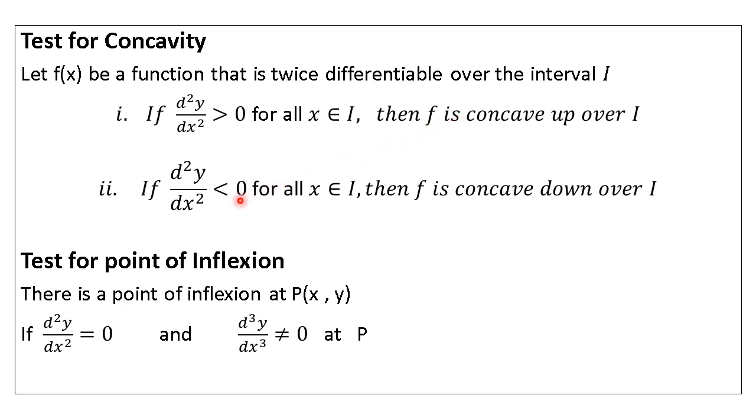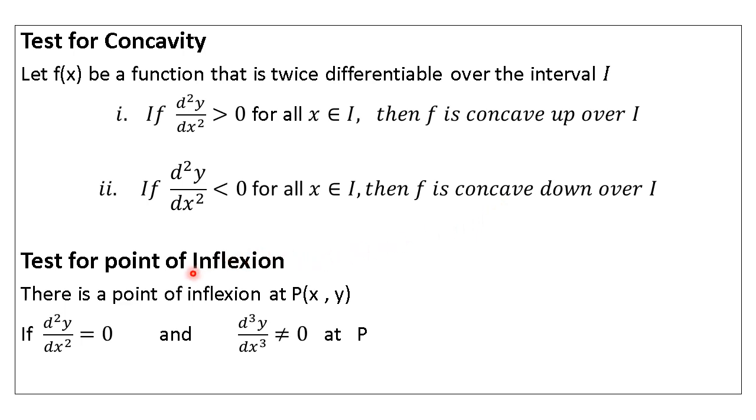Next one. If the second derivative is less than 0, that means if the second derivative is negative, it is concave down. Concave downward, also called concave or convex upward. Here, when the second derivative is negative, the function is concave downwards.